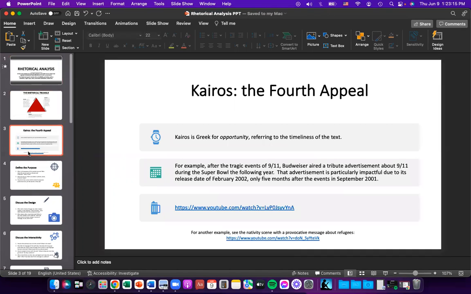Kairos is the fourth. So again, it kind of goes with the sense of timeliness or relevance. It comes from the Greek word meaning opportunity. So let me give you a quick example really quickly here. After 9/11, Budweiser started running a campaign immediately following 9/11, and it was during the Super Bowl of that year. So just 5 months after 9/11, Budweiser came out with this advertisement.